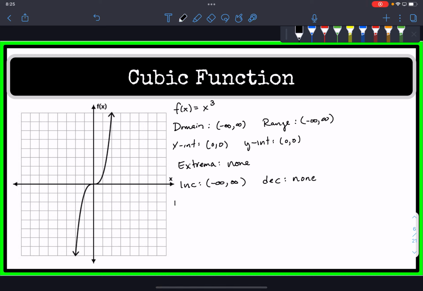Now our end behaviors: as x approaches negative infinity to the left, the function is pointing downwards, so it's decreasing, so the function is approaching negative infinity. And as x approaches positive infinity, our function increases, so it's approaching positive infinity. There are no discontinuities. This function is continuous.